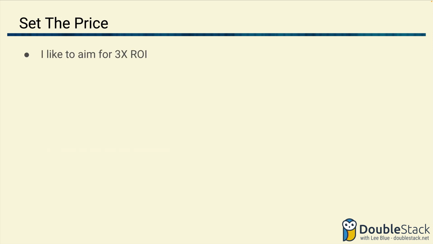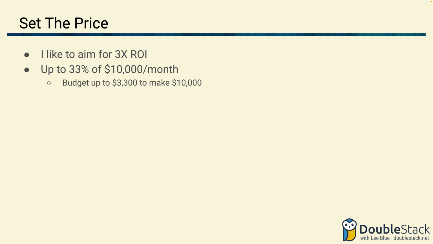So then how do we set the price? Well, I like to aim for a 3x return on investment for my clients. I'd like it to be even higher than that, but I'm aiming for 3x. That means I have up to 33% of $10,000 per month, because we looked at the 4 different projects, $2,500 in profit for each project. So my client could make $10,000 per month, and I'm shooting for a 3x ROI, so I can charge a third of that. That gives me a budget of up to $3,300 to make $10,000, which would be a 3x return on investment. So the way I figure out my price is I take the max budget, which is $3,300, subtract the ad spend, and that's my price.